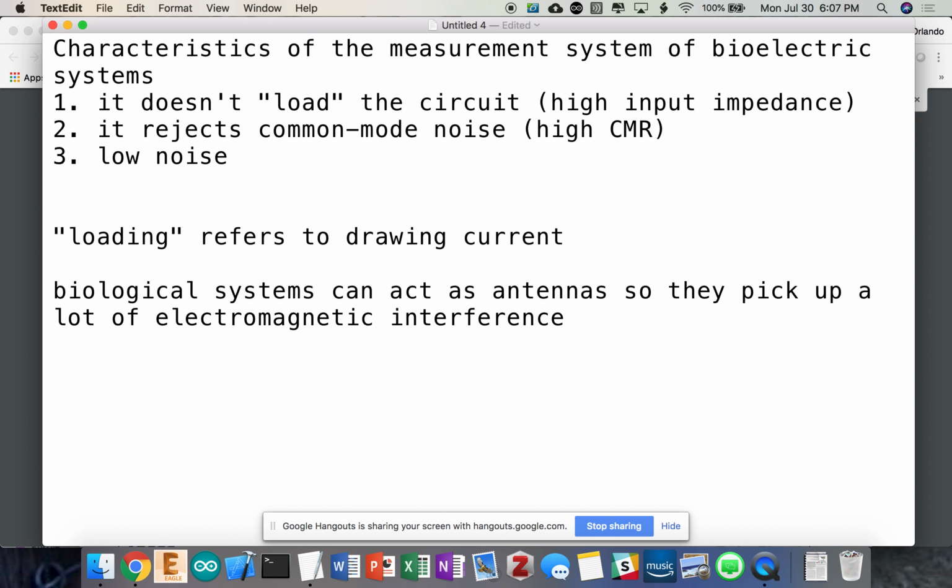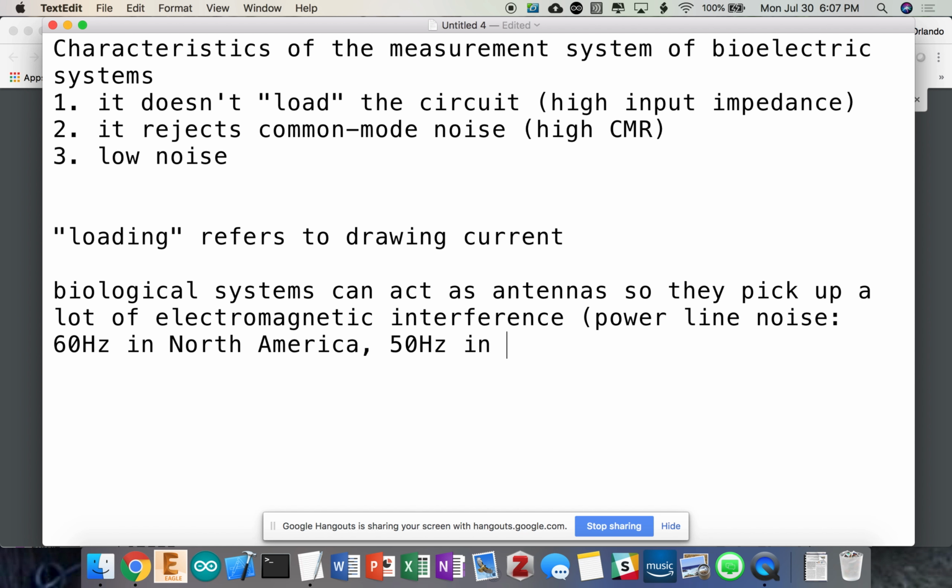One of the most common ones is power line noise. That's 60 hertz in North America and 50 hertz in Europe. This is the power that's being delivered to your house and your apartment. That's sent in as an AC waveform, and the frequency of that AC waveform is 60 hertz in the US and 50 hertz abroad. Because your body acts like an antenna, if you touch the probe of an oscilloscope, you'll see just a 60 hertz waveform showing up on that oscilloscope.